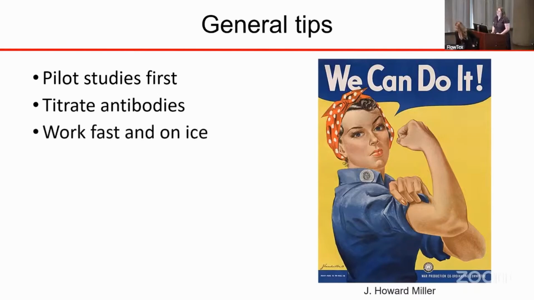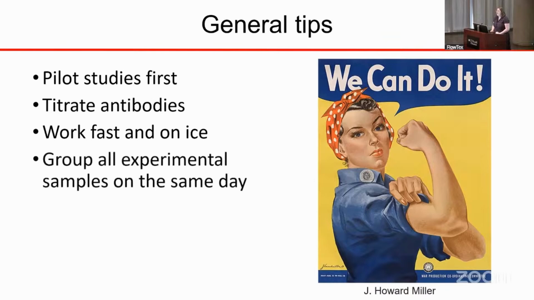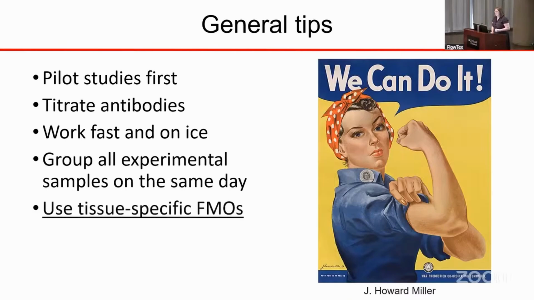We also recommend when you're working with tissues like this, which can be more sensitive, that you work fast and on ice. We recommend not spreading out your experiments. There can be batch-to-batch variability, so we recommend doing all your experimental samples on the same day. And I think probably the most specific advice from our lab is always use tissue-specific FMOs. Gating from a CLN FMO is very different compared to gating from a lacrimal gland FMO. They just behave differently because of the mixture of cells involved.